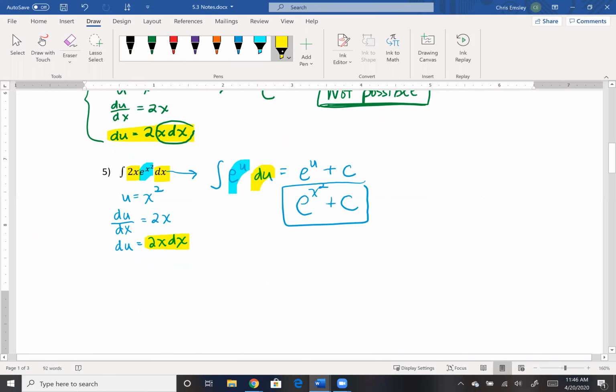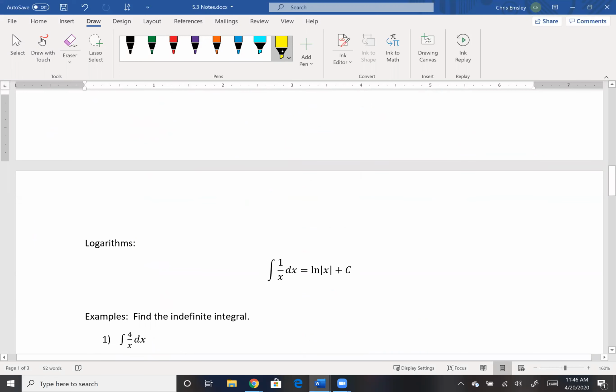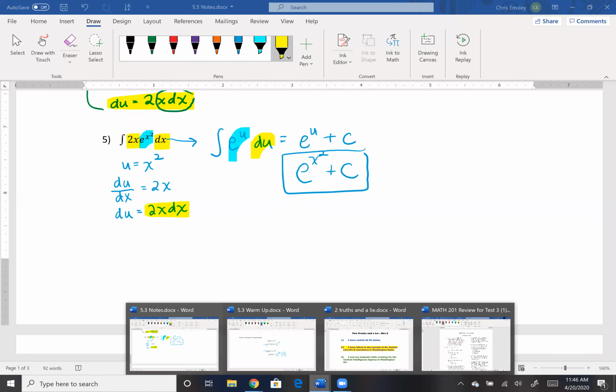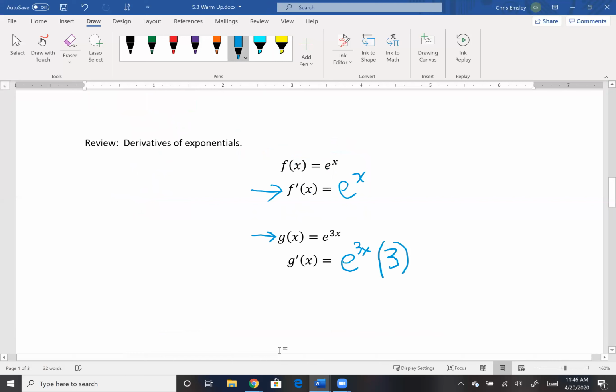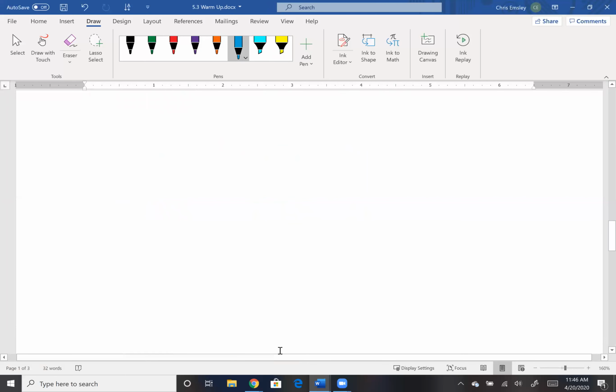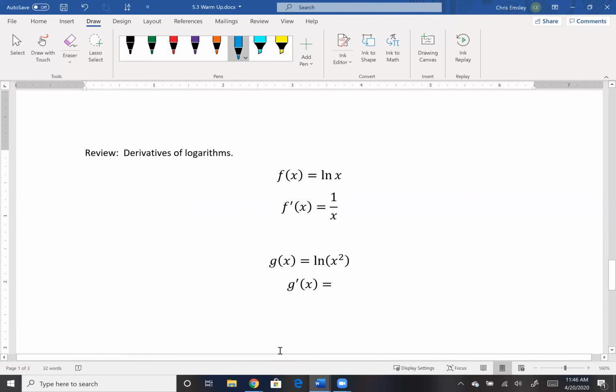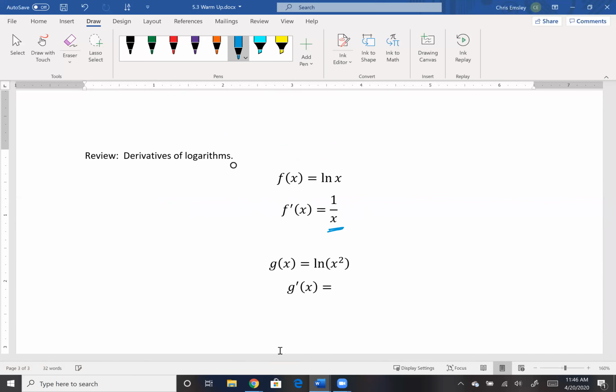Next up, we're going to look at integrals of logarithms, but before we do that, we're going to review our derivative of logarithm rules. Okay, we did these a while ago. Oh, I put the answer in. I meant to leave that blank and ask you guys if anybody remembers what the answer is, but I already filled it in for us.